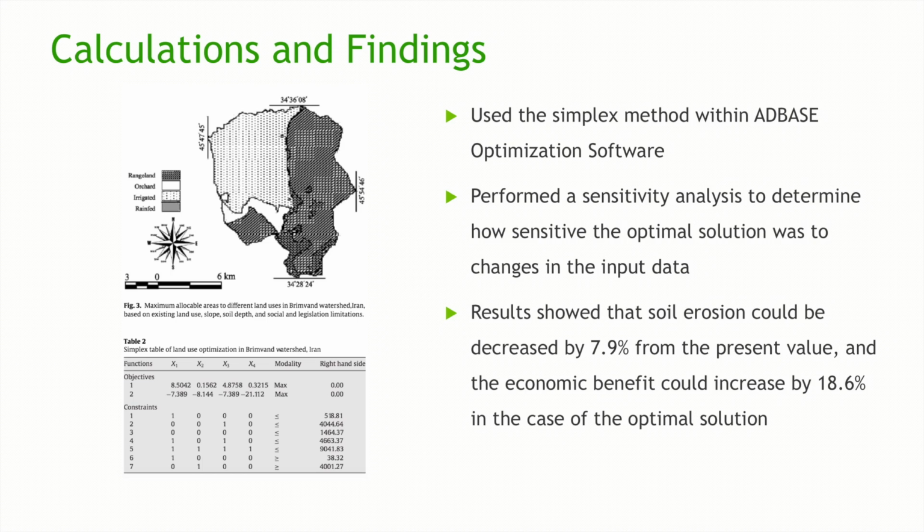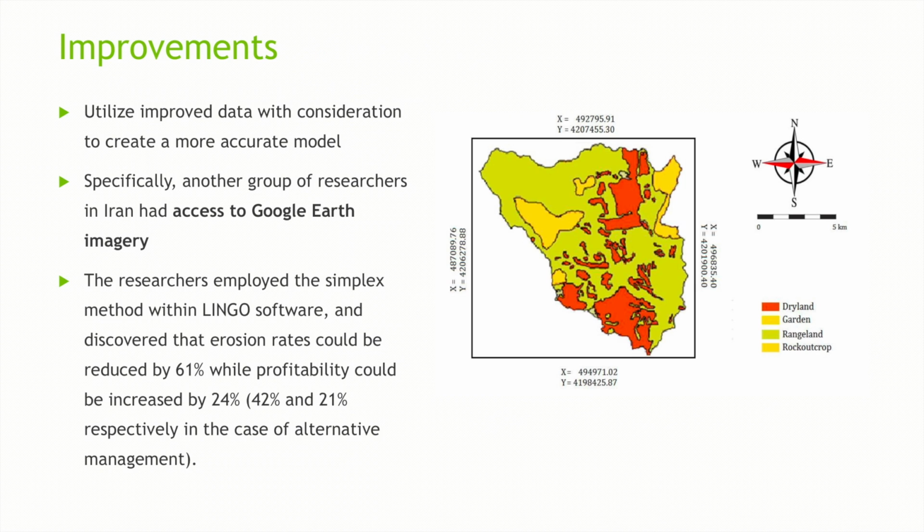Results showed that soil erosion could be decreased by 7.9% from the present value, and the economic benefit could increase by 18.6% in the case of the optimal solution. One improvement that could be made with this study is to utilize improved data to create a more accurate model. Specifically, another group of researchers in Iran had access to Google Earth imagery, which supplied better topographic maps and more accurate representations of current land allocation.